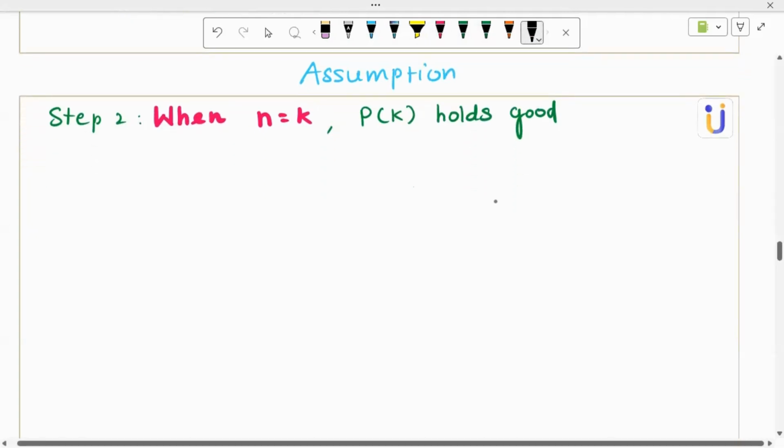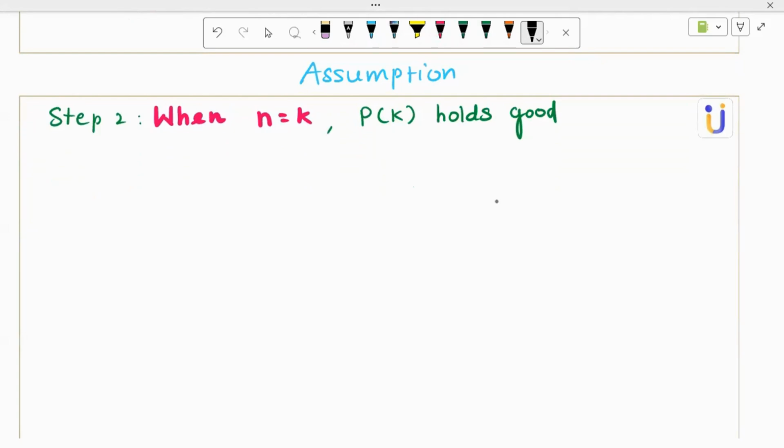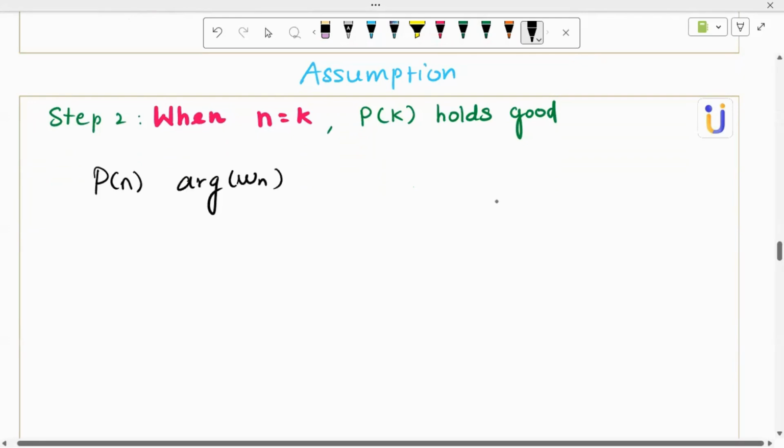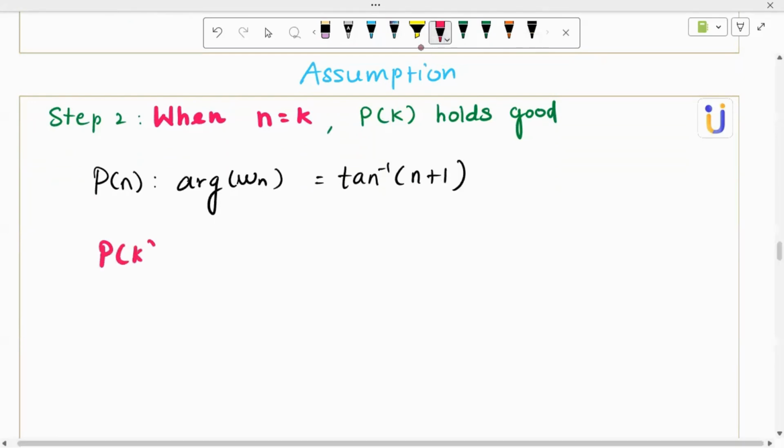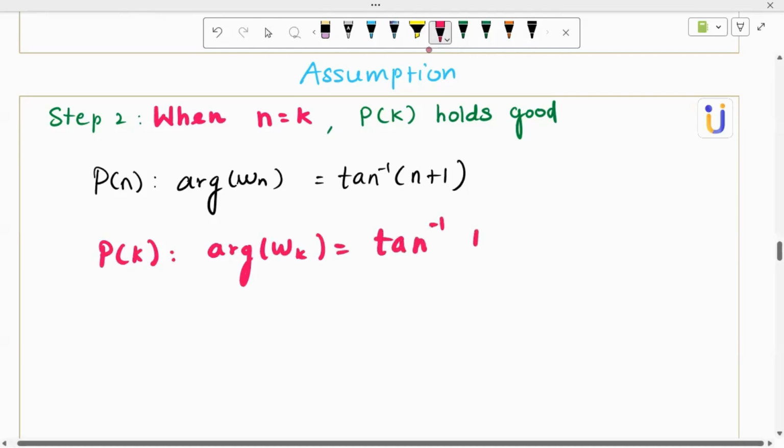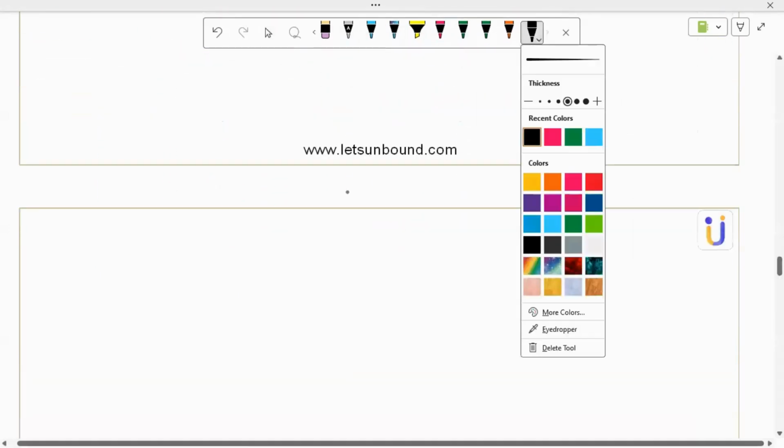Let's go. When n is equal to k, P of k holds good. So the theorem will obey here for n is equal to k. So argument of W, this is my P of n, equal tan inverse n plus 1. Since I have assumed in this way, P of k is true and argument of Wk can be represented as tan inverse k plus 1. This is an assumption, and also this plays an important role. We will use this. Let me name it a star. Right? Okay. So next, third step.